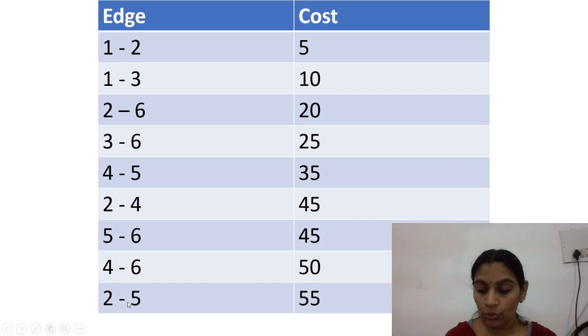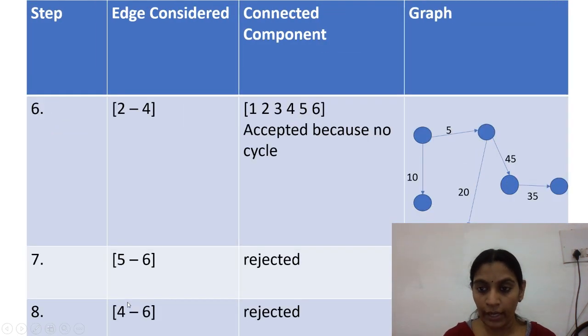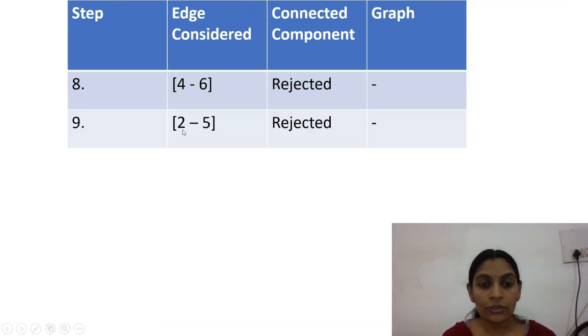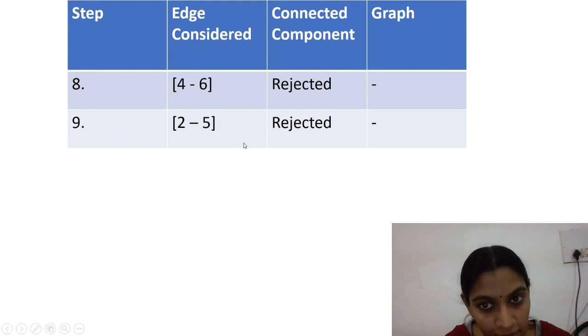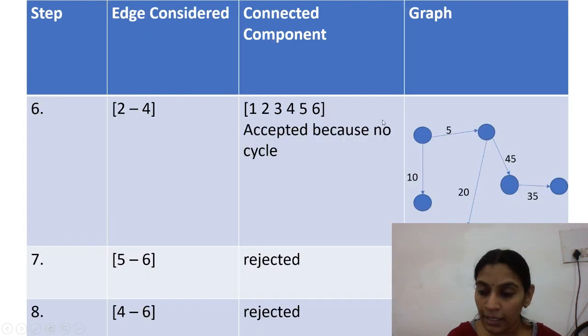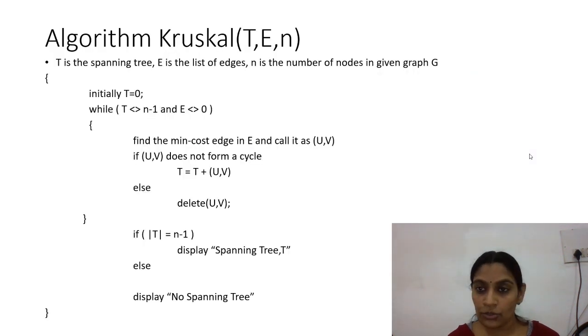Now the last one is 2 to 5. The last edge is 2 to 5. So I have my vertex 2 here and 5 is here. If I draw an edge between these two, again this is going to form a cycle. So that is also rejected. So 5 to 6 rejected, 4 to 6 rejected, 2 to 5 also rejected. So now what is my minimal spanning tree? This is my minimal spanning tree, and this is how the Kruskal algorithm is going to work.